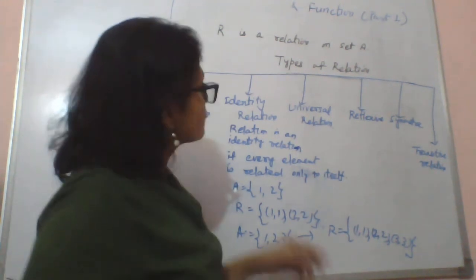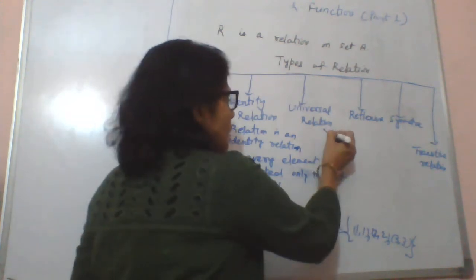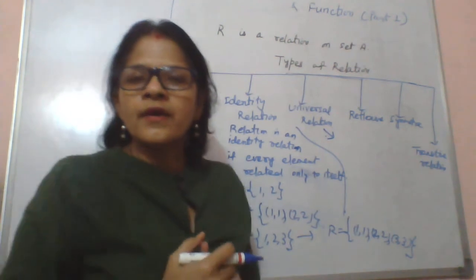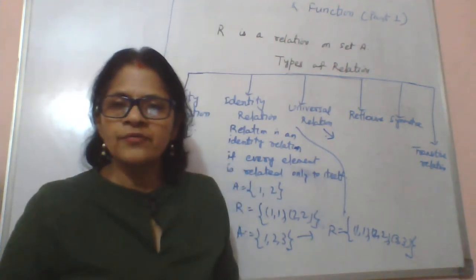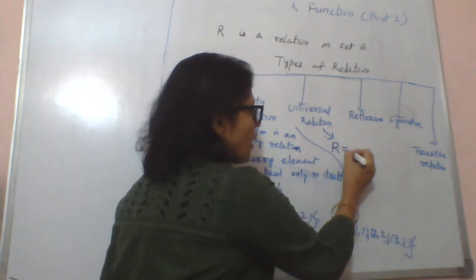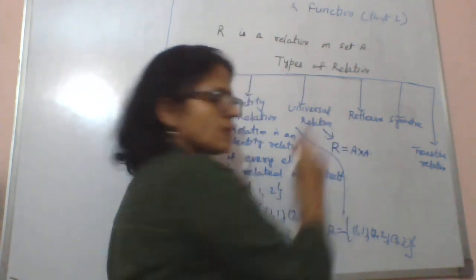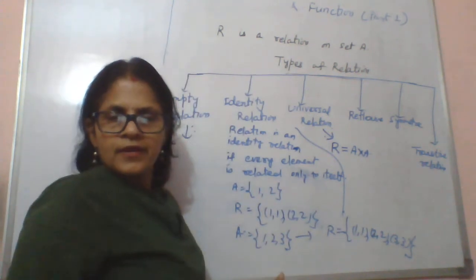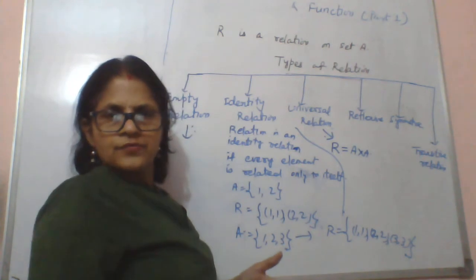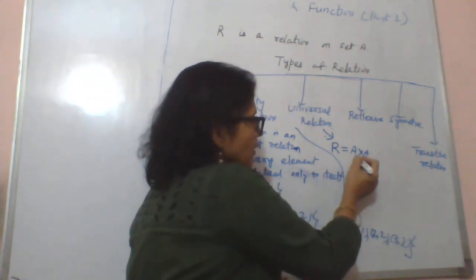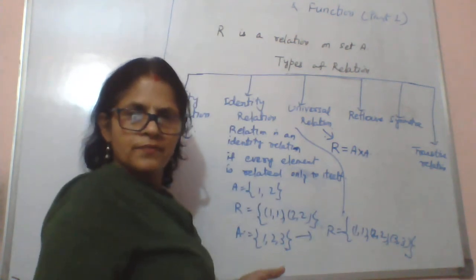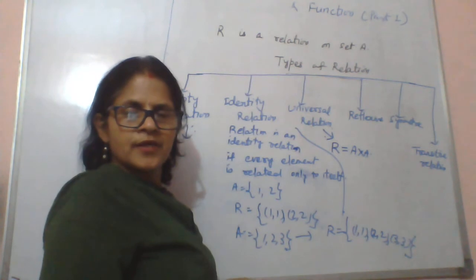Okay. Now the next one is universal relation. In a universal relation, each element is related to every element. Here, simply said, R equals A Cartesian product A. It means we take all the ordered pairs. So if R equals A Cartesian product A, it means every element is related to every element, all the elements related to every element.